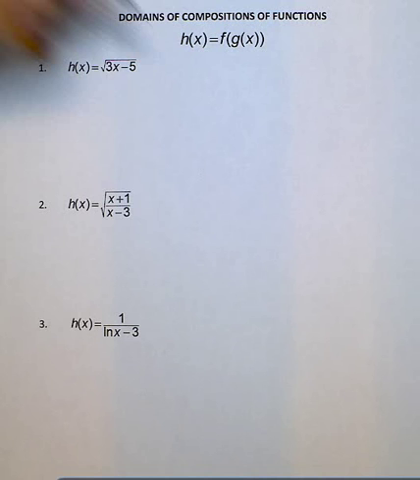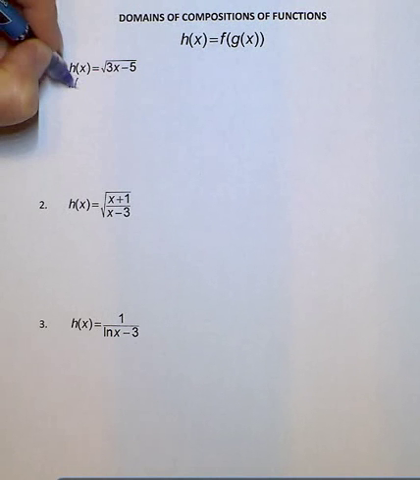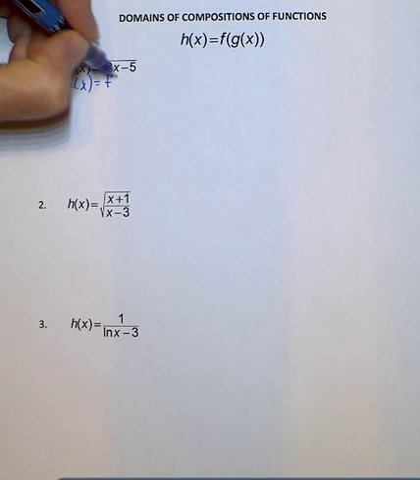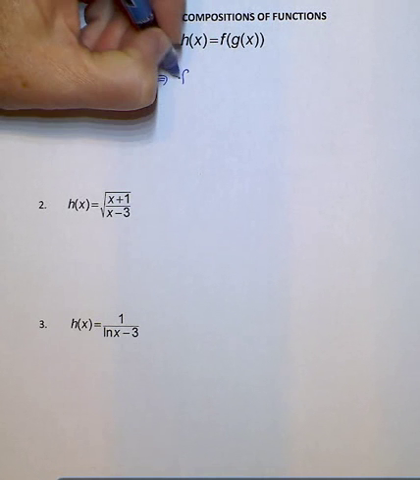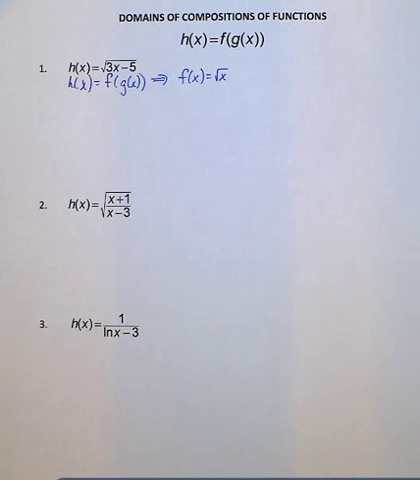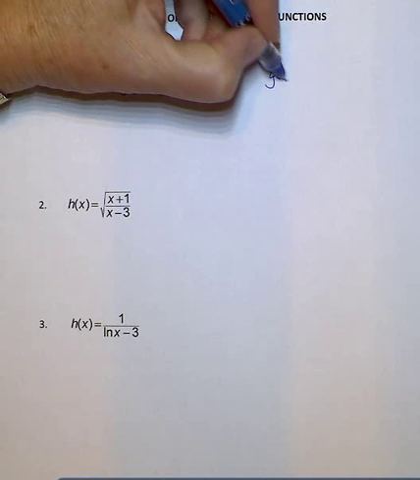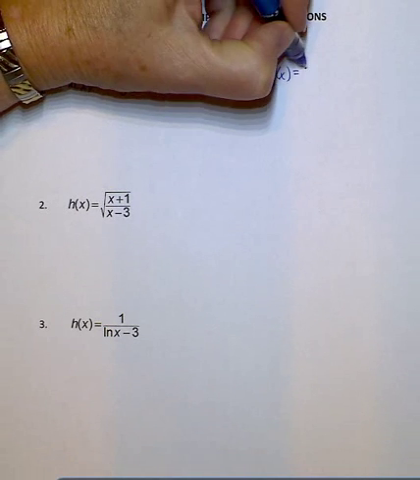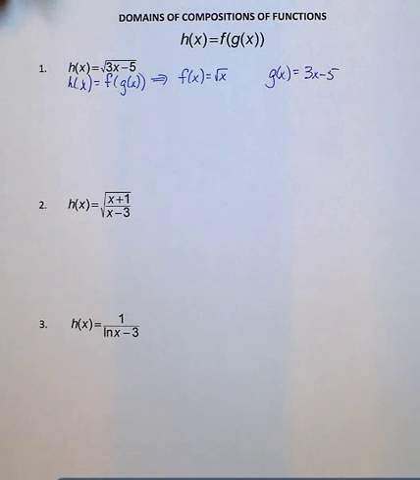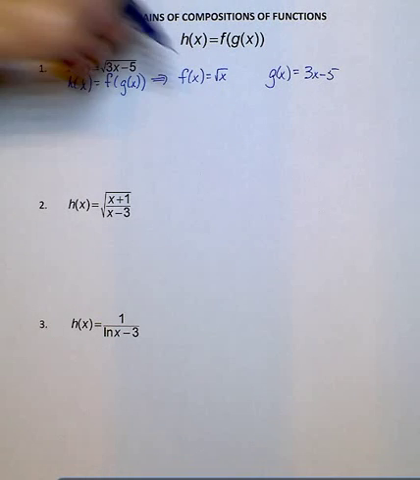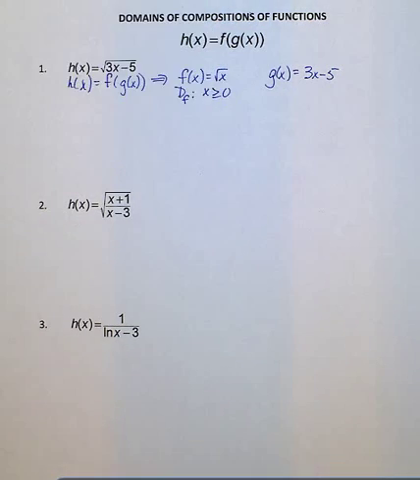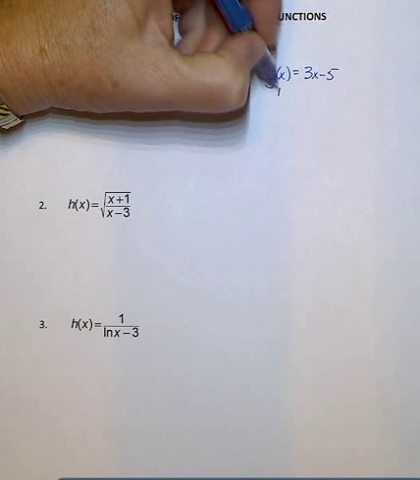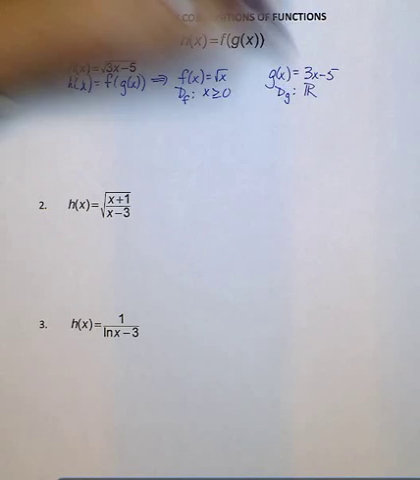If we're going to think of this as h of x equal f of g of x, then the outside function f of x, the last thing we're doing, is taking the square root. And the inside function g of x, the first thing we do, is compute 3x minus 5. So let's start by finding the domains of each of these simpler functions f and g. The domain of f is all x greater than or equal to 0. The domain of g is all real numbers. I'll use the all real numbers symbol there.